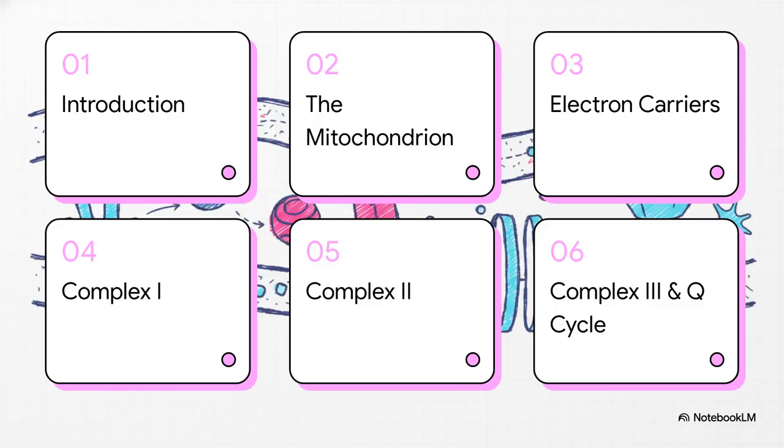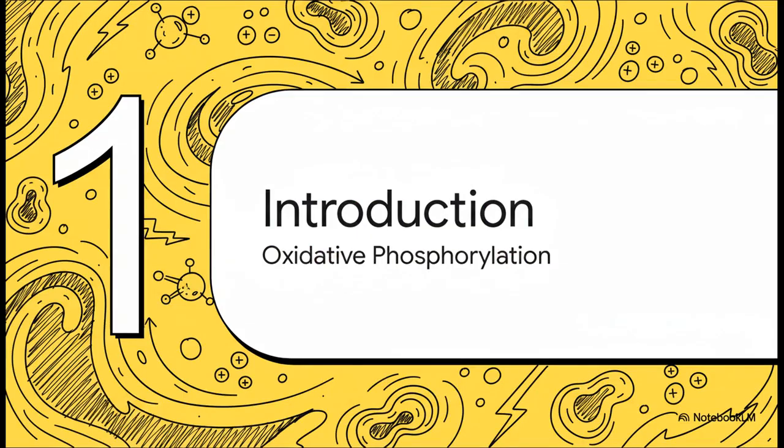Here is our mental roadmap for today's session. First, an introduction to oxidative phosphorylation. Then, we'll look at the mitochondria and shuttles. Next, electron carriers, followed by complex 1 and ubiquinone. After that, complex 2 and alternative pathways. And finally, we'll wrap up with complex 3 and the infamous Q cycle. All right, let's kick things off with Section 1, Introduction to Oxidative Phosphorylation.